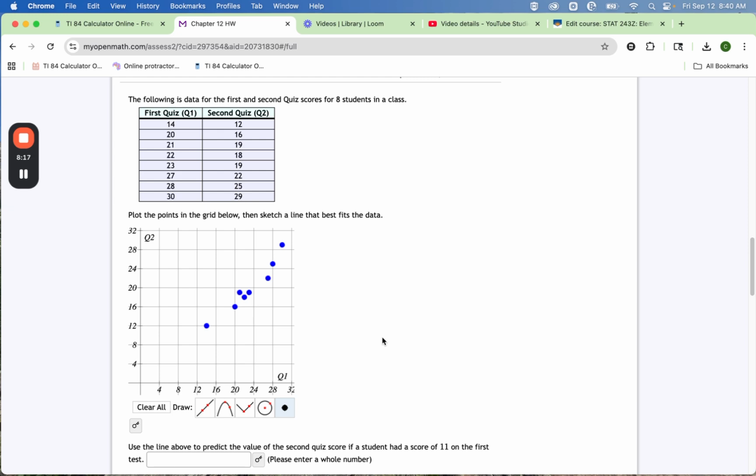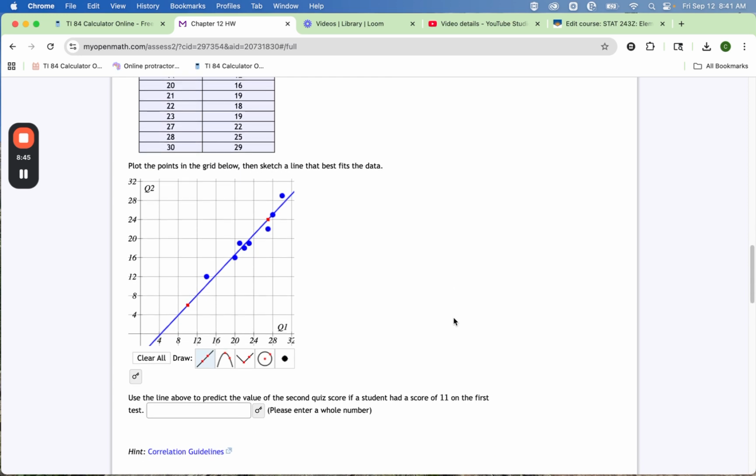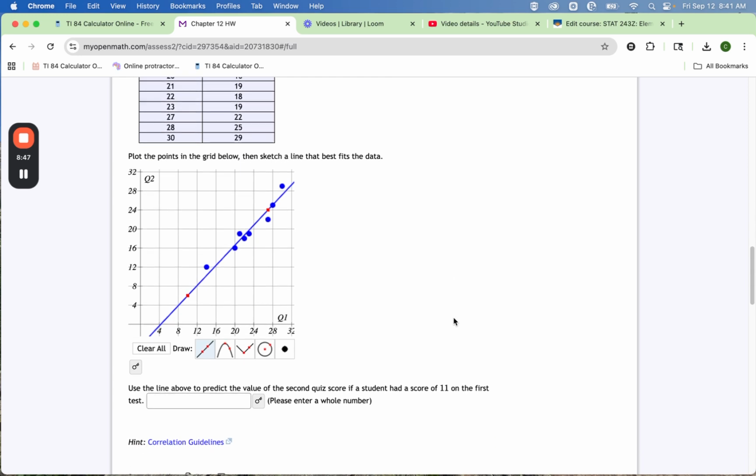Now I want to draw a line through them. So now I'm going to choose my line tool right here, and I'm going to try to draw a line through these. It's going to look like this, with half of them above the line, half of them below the line. MyOpenMath is going to give you a little bit of leeway on this. But listen, if you do it 50 times, and MyOpenMath is still not giving it to you, let me know, because I can override your score.